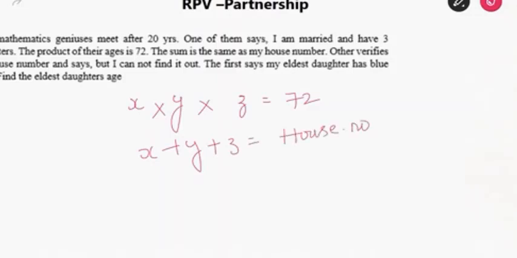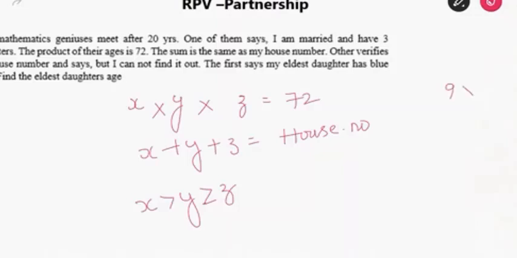Now the other verifies the house number and says, but I cannot find it out. The first says, my eldest daughter has blue eyes. Find the eldest daughter's age. Now let us consider the eldest daughter as x. Now surely we can say that x is greater than y, as we consider y as the second daughter. Now y can be greater than or equal to z because there is no condition for the second and third daughter, right? Now see here how many possibilities will come?